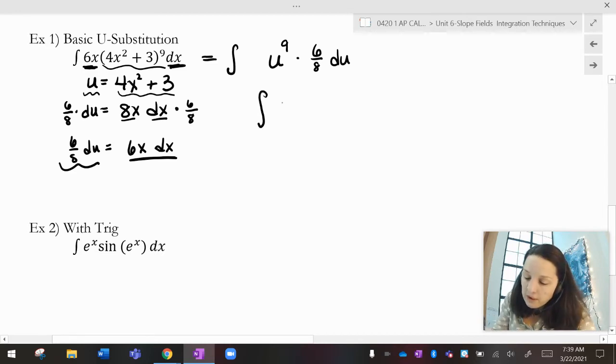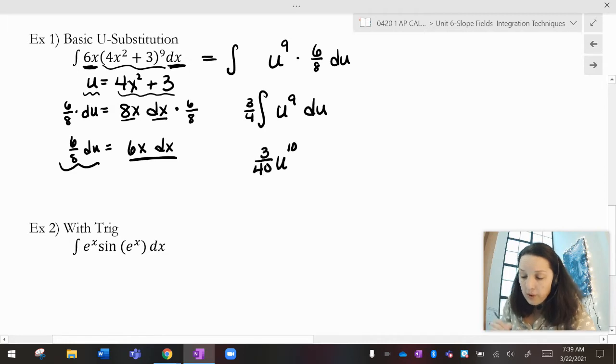So I really have the integral of 3/4 u to the 9th du. And that's a lot smaller. I can take that antiderivative just using a backwards power rule. So I'm going to add 1 to the power, divide by the new power, so divide by 10, which is going to make that 3/40, plus c.